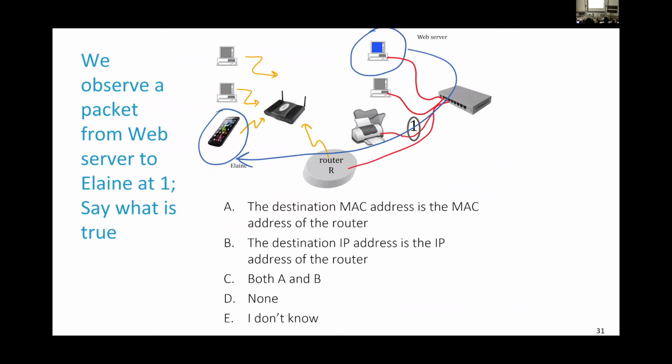And let me ask you a little question. Now, let's come back to this example. We observe a packet from the web server to Elaine, and we observe it at point 1, doing things we will do in the lab using Wireshark. We can break the wire, put a system in the middle, and observe all the packets. And then we will observe the MAC address and the IP address. Say what is true.